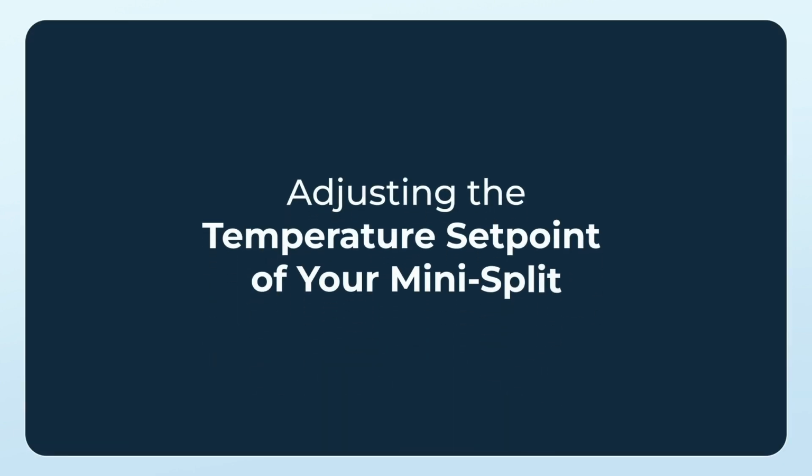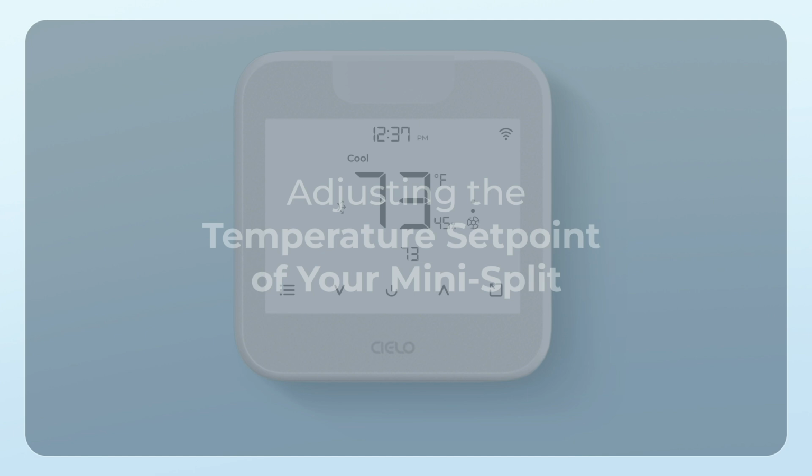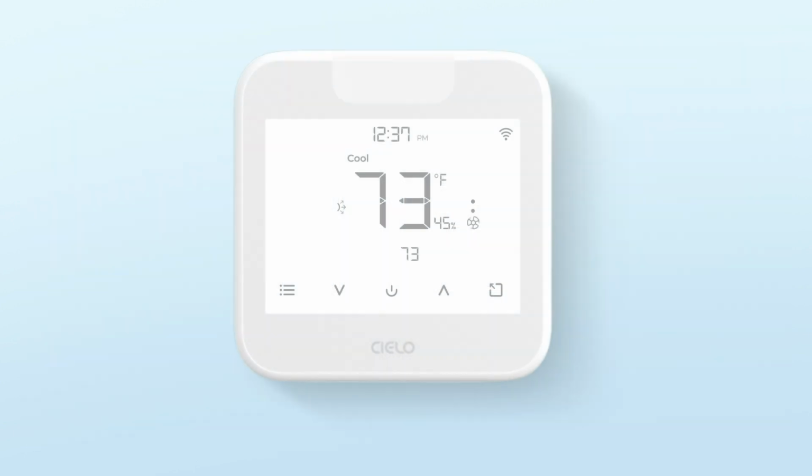Adjusting the temperature set point of your mini split. To adjust the set point of your mini split, simply use the up or down buttons on the screen.